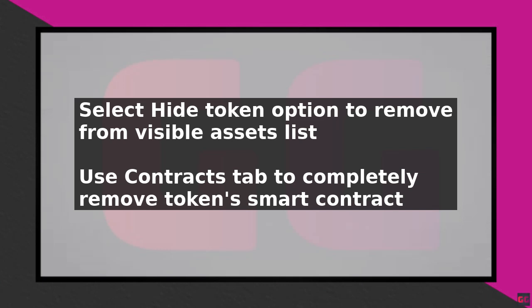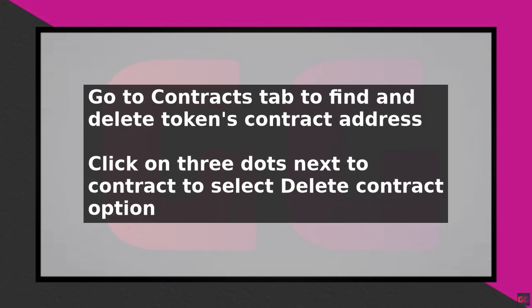Note that deleting a token's smart contract address will not recover any funds you have invested in the token. It will only remove the token from your Metamask wallet. It is also important to note that deleting a token from Metamask will not delete it from the blockchain. It will only remove it from your local wallet. The token will still exist on the blockchain and you will still be able to access it using a different wallet or interface.